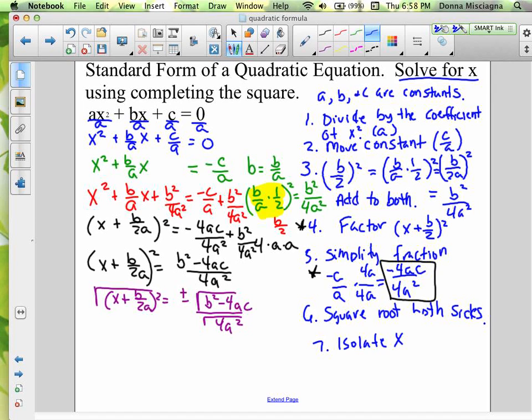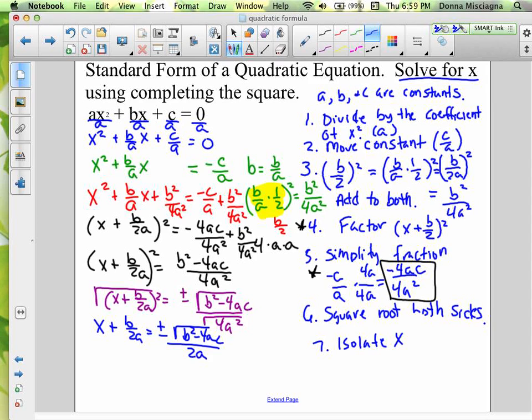Also, the x plus b divided by 2a all squared will simplify because the square and square root will cancel. So on the left, we have x plus b divided by 2a equals. On the right, we have plus or minus the square root of b squared minus 4ac. And 4a squared is a perfect square, so we can just take the square root. That would be 2a. Well, a couple last steps.